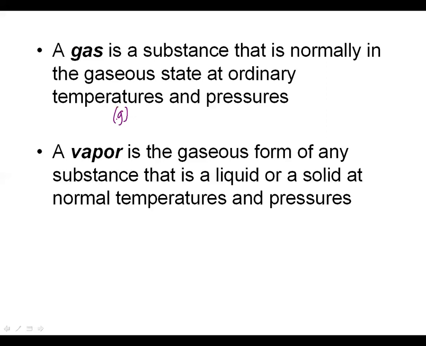And that's different than a vapor. A vapor, which by the way will also get the little G symbol, is the gas form of a substance that under these normal conditions of 25 degrees Celsius and 1 atmosphere is normally found in some other state. So they're normally found as a liquid or a solid, but can be converted into a gas relatively easily.